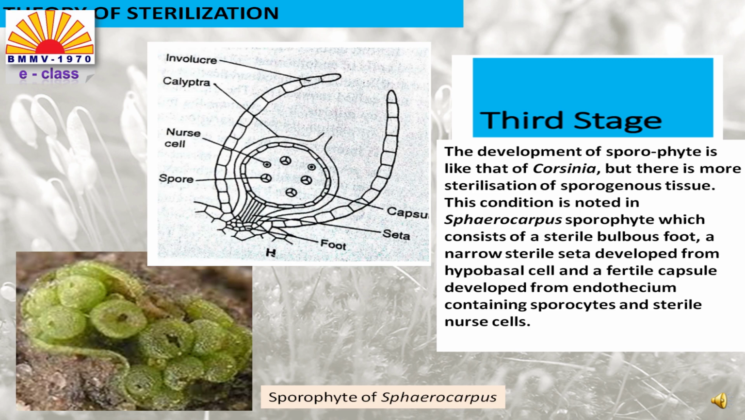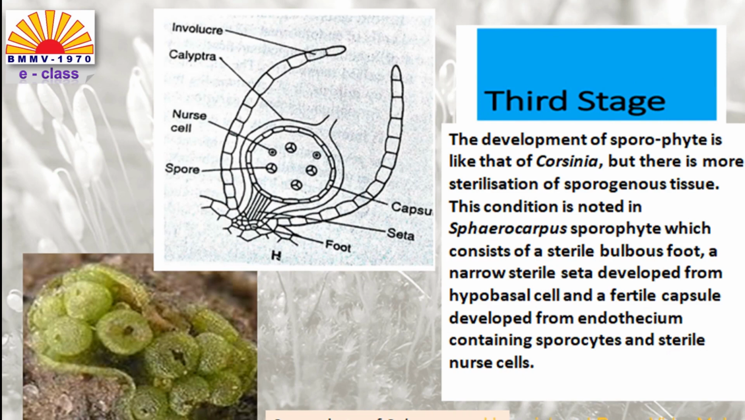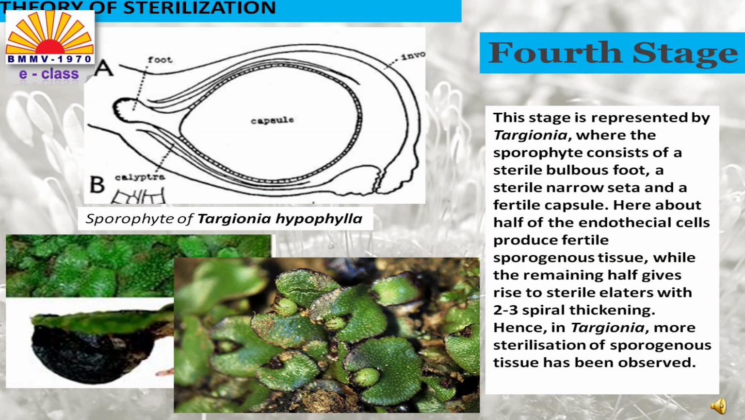Now the third stage. Here you can see that the capsule is little bit developed. You can see the capsule is covered by a single layered involucre, and the calyptra is also formed. Here you can see the sporophyte is little bit advanced type. You will see that the capsule is much more enlarged, the involucre is multicellular, there is a well developed foot and seta and calyptra.